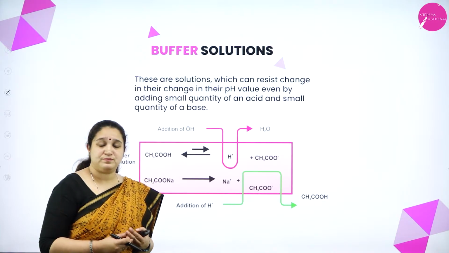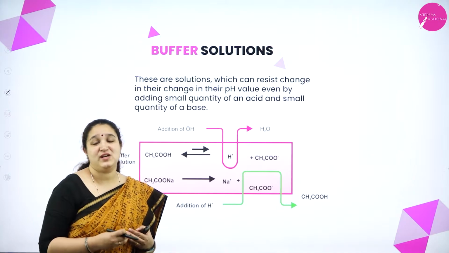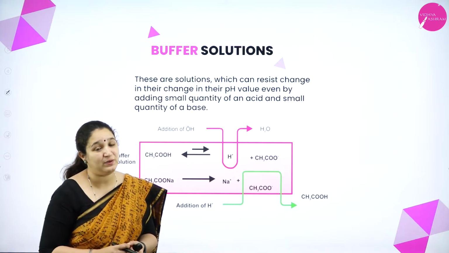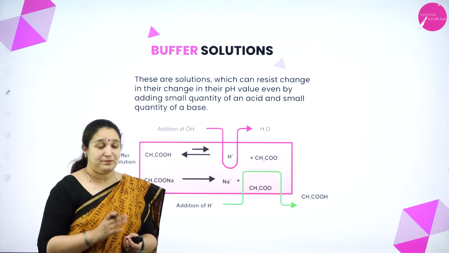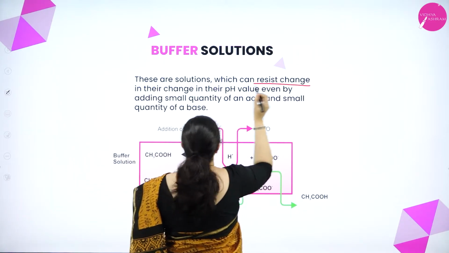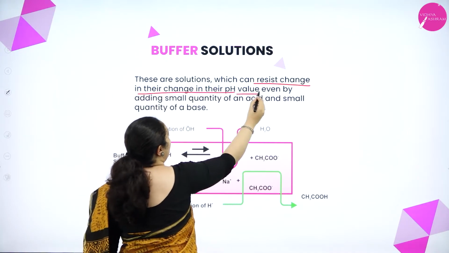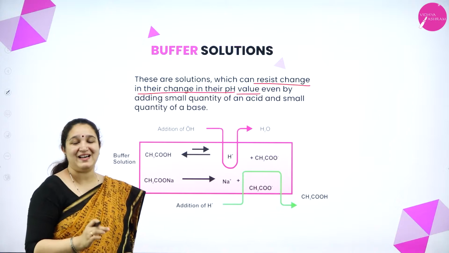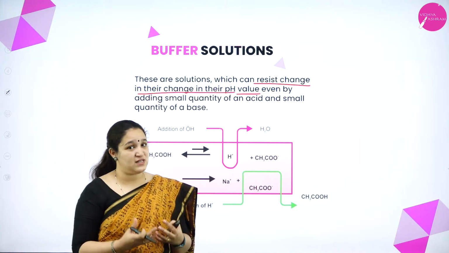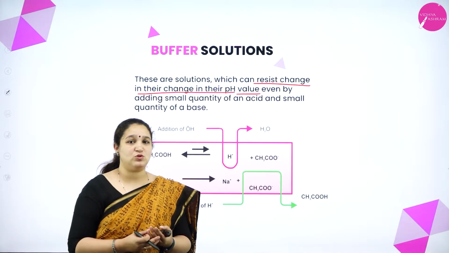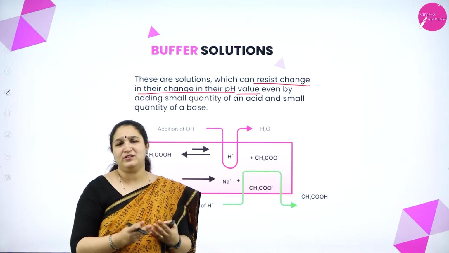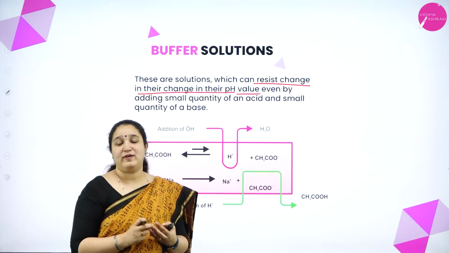Buffers are those which can resist change in pH when small quantity of acid or a base is added to that particular solution. So buffer solutions are solutions which can resist change in their pH value even when small quantity of acid or base is added. For example, you add a small amount of HCl, maybe 1 cm cube of HCl, to 200 ml of buffer solution.